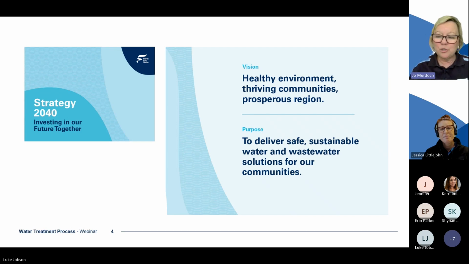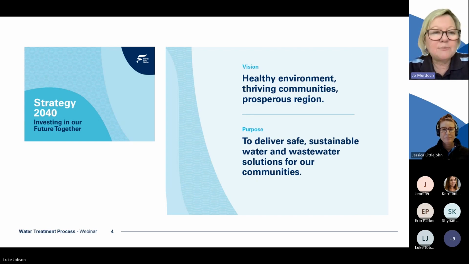Now, just before we go on to the main topic, I think it's really important that I share with you that North East Water recently launched our new corporate strategy following 12 months of engagement with various customers and key stakeholders across our region. Strategy 2040 sets out our vision for the future, where North East Water proactively contributes to a healthy environment, thriving communities and a prosperous region.